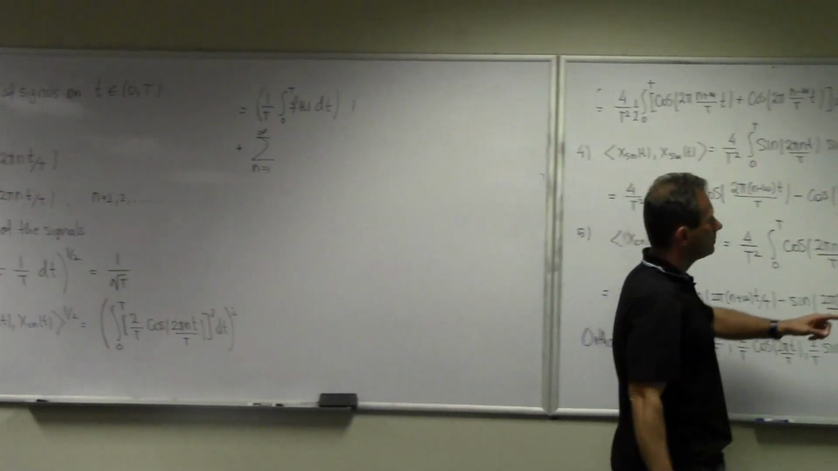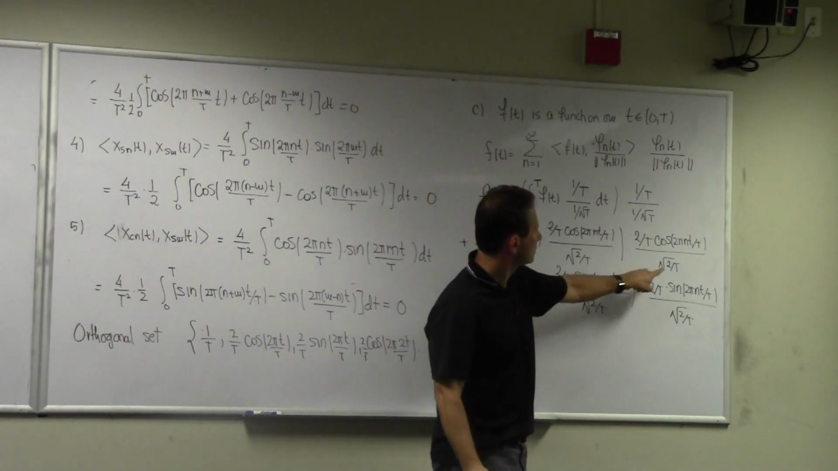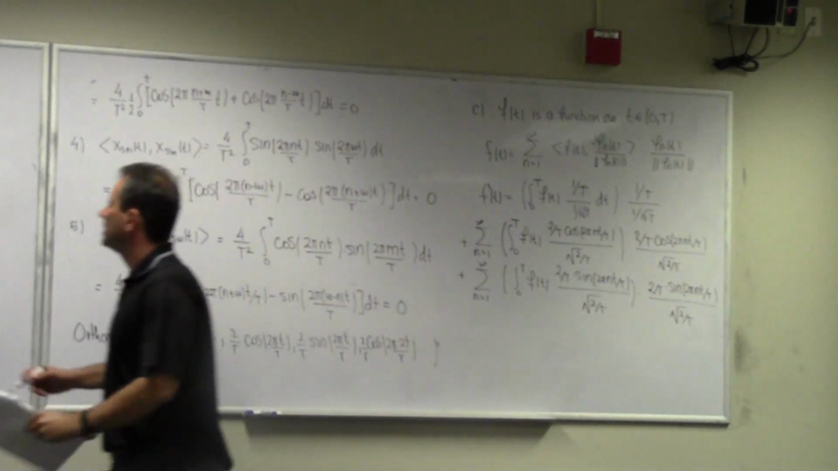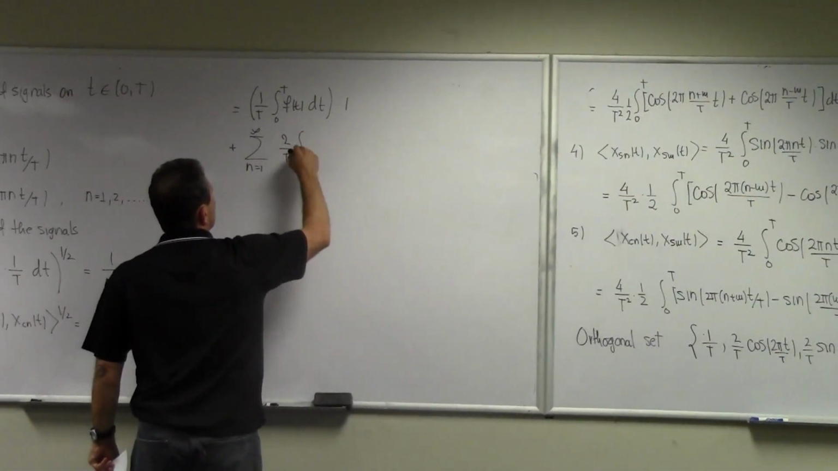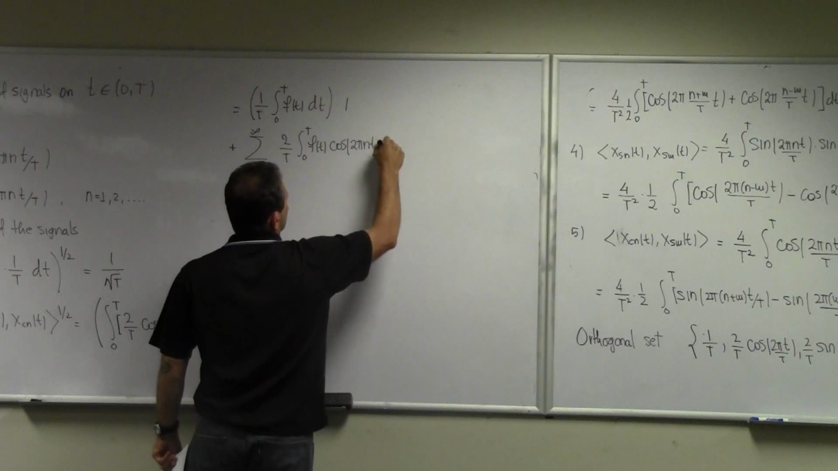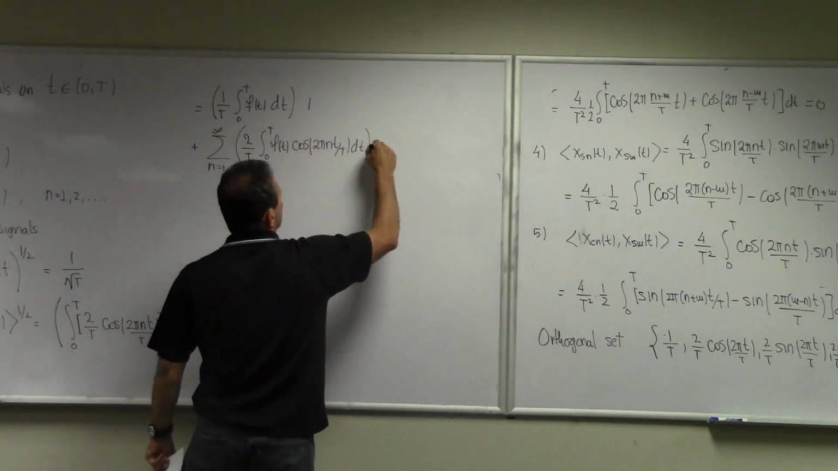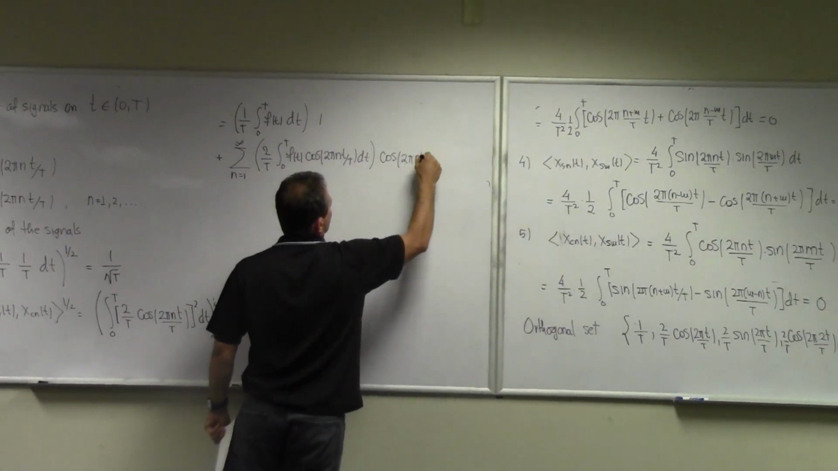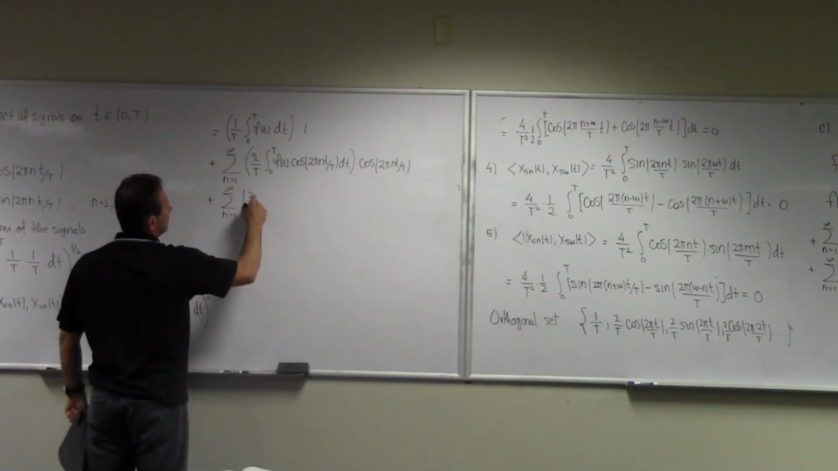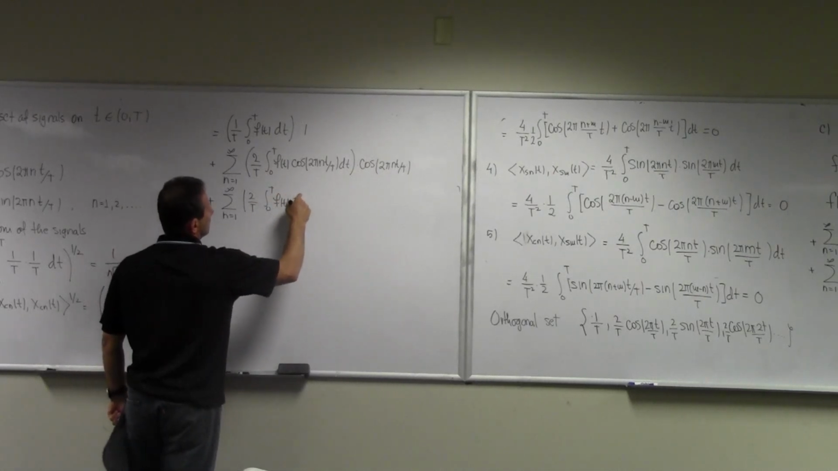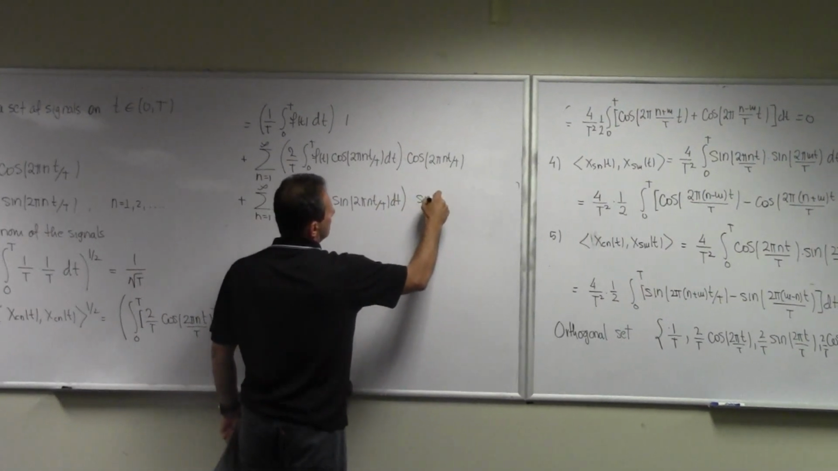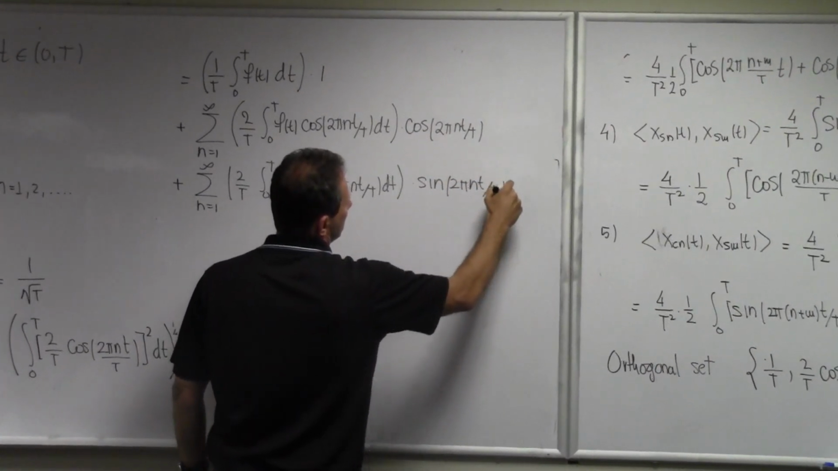Then look at the second one. You have 2 over T, 2 over T, square root of T, square root of 2 over T. So these two multiplied cancel one of these, but one of them survives, right? So this becomes 2 over T, integral from 0 to T, f of t cosine 2 pi n t over capital T dt, but that multiplies cosine 2 pi n t over capital T. And plus the sum n goes from 1 to infinity, 2 over T, integral from 0 to T, f of t sine 2 pi n t dt times sine 2 pi n t over capital T.